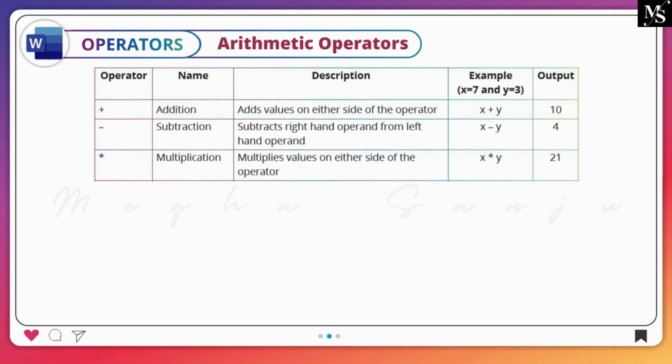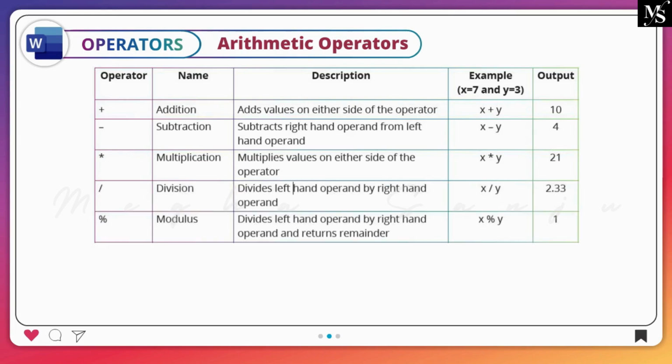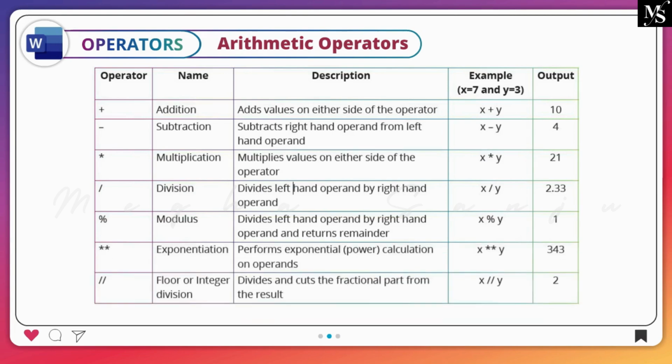x minus y, 4. Multiplication. Multiplies values on either side of the operator. x multiplied by y, 21. Division. Divides left-hand operand by right-hand operand. x divided by y, 2.33. Modulus. Divides left-hand operand by right-hand operand and returns remainder. x modulus y, 1.